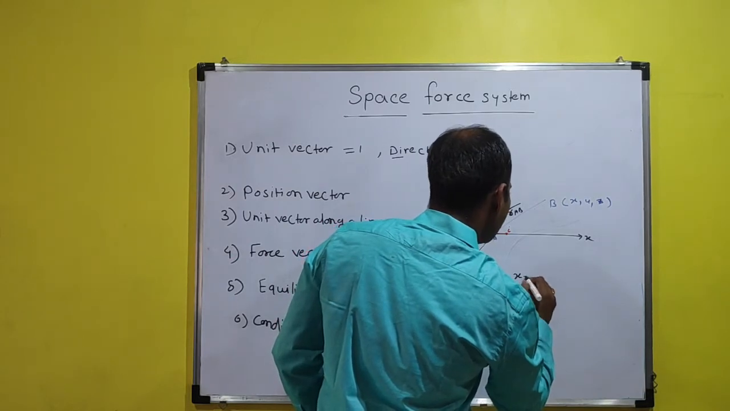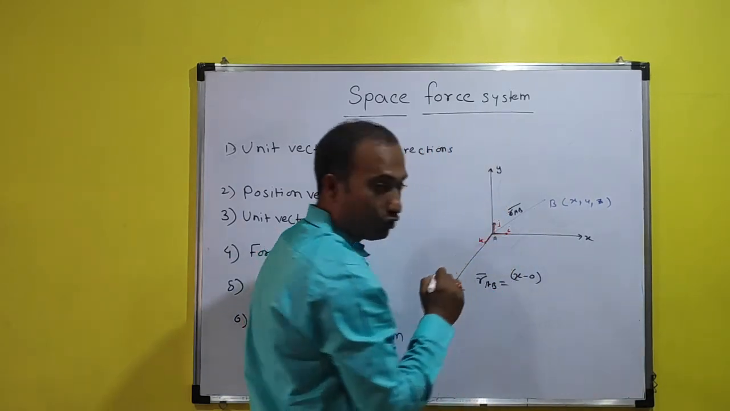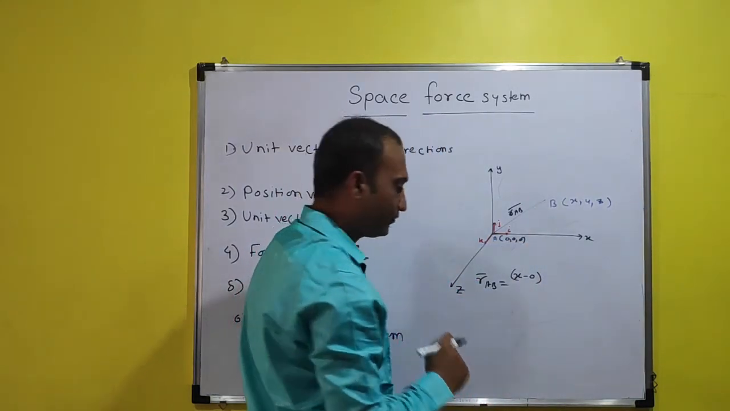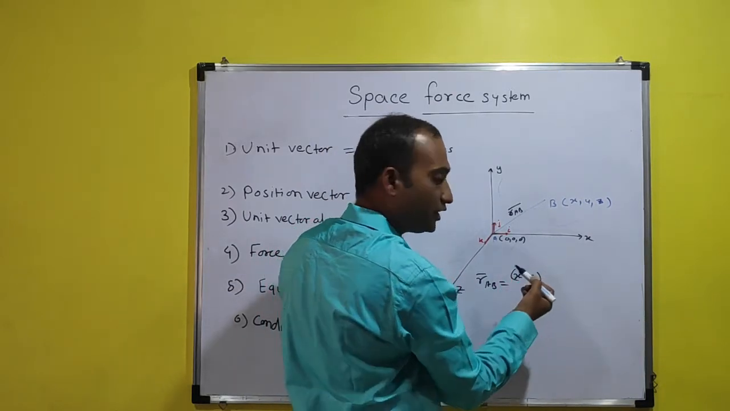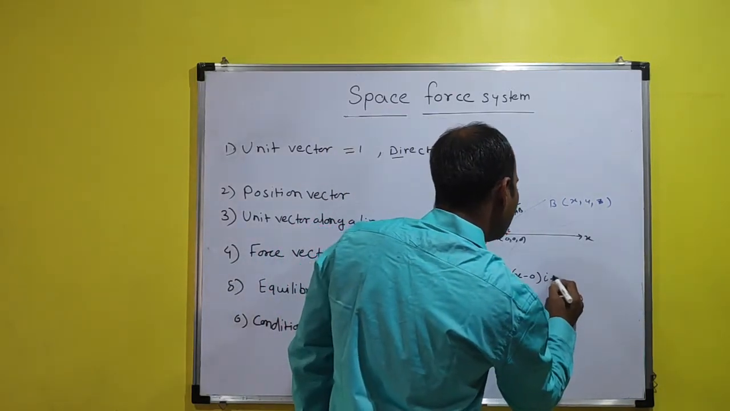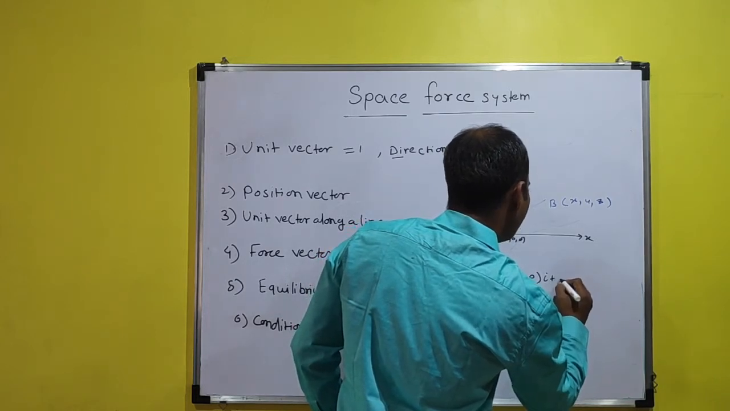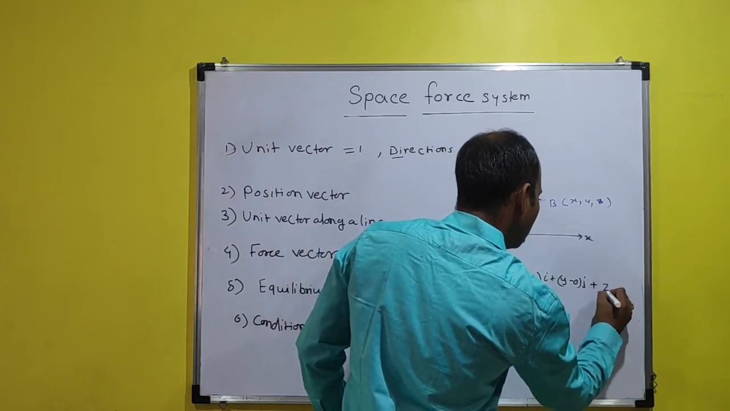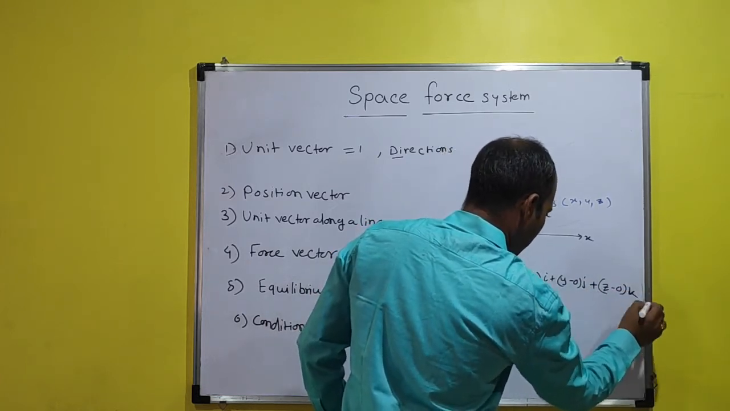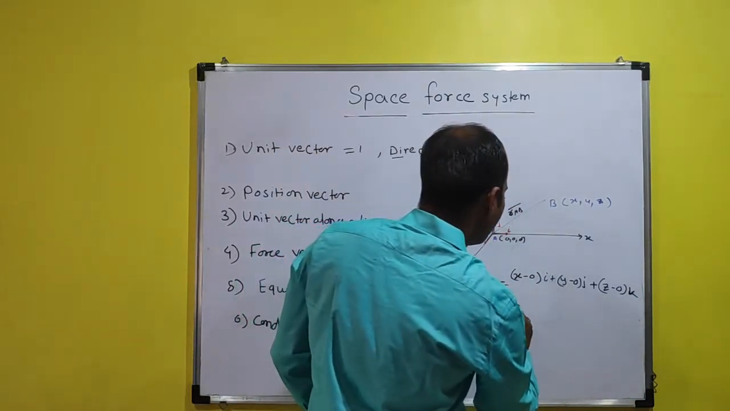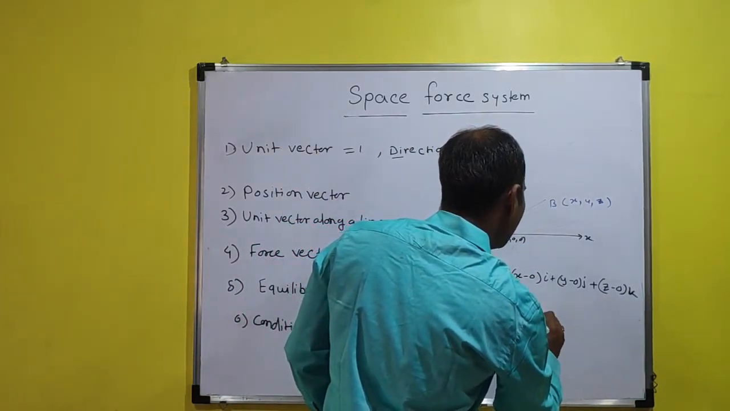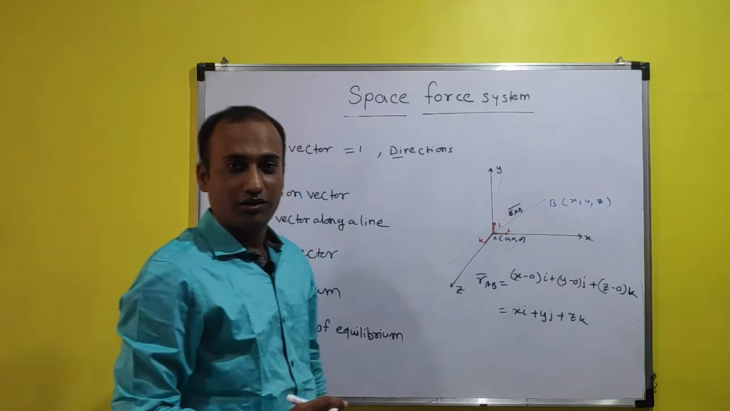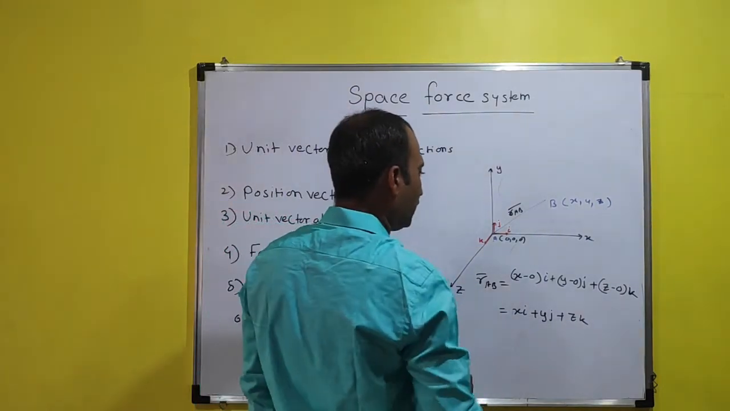So here x minus 0, as the coordinates of A are 0, 0, 0, means it is the origin. Here it is x minus 0, the next coordinate minus the previous coordinate, i, plus y minus 0, j, plus z minus 0, k. So this is nothing but the position vector. So it will be xi plus yj plus zk. Okay, so this is the position vector for this R_AB.